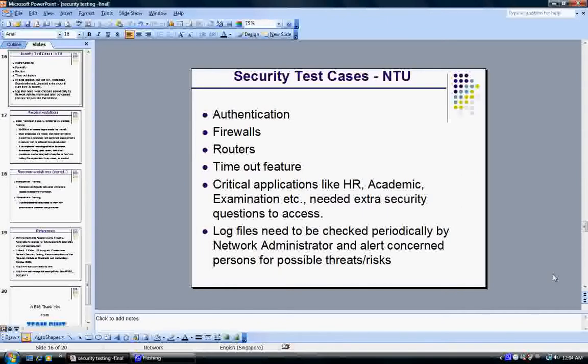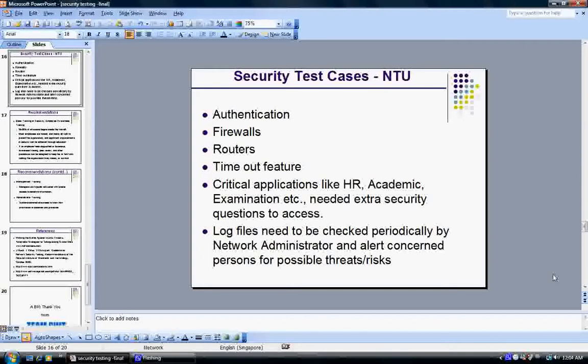Timeout feature. Sometimes whenever I log into my EduVenture, no matter if I am idle for 15 minutes, 30 minutes or even an hour, it doesn't have any timeout feature. It just says that I'm still logged in. A timeout feature is quite critical, because if you log in and then leave your computer, some other people can come and misuse the information which is available.